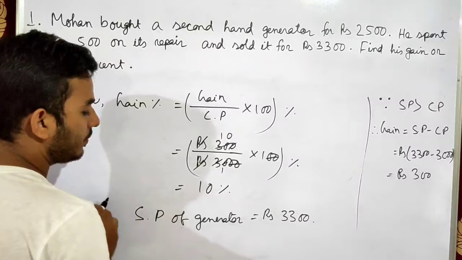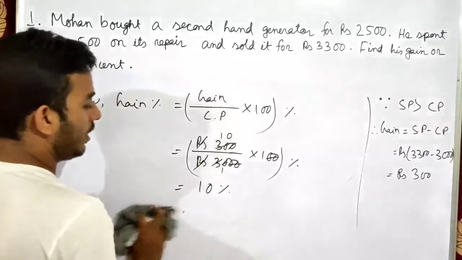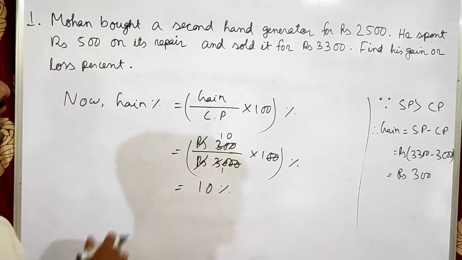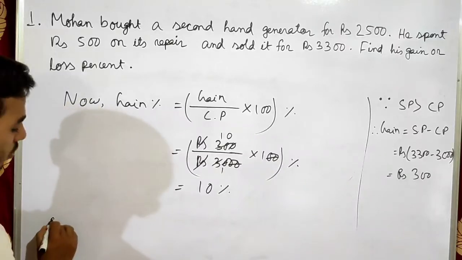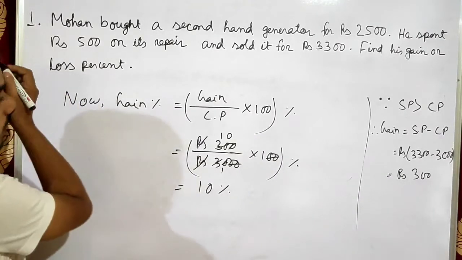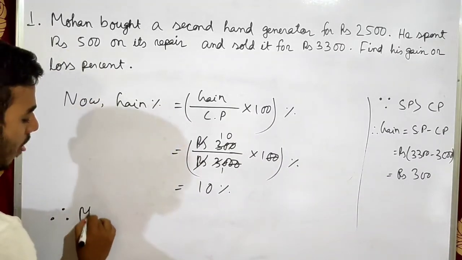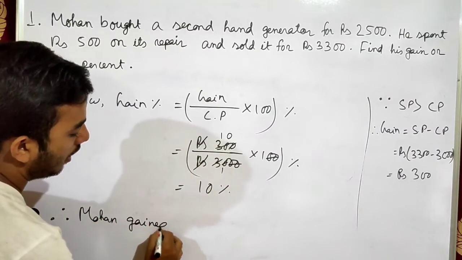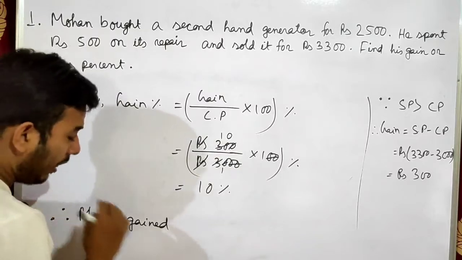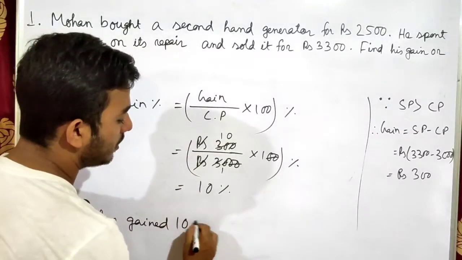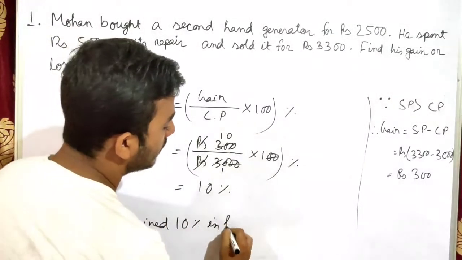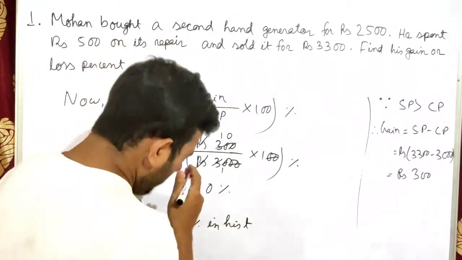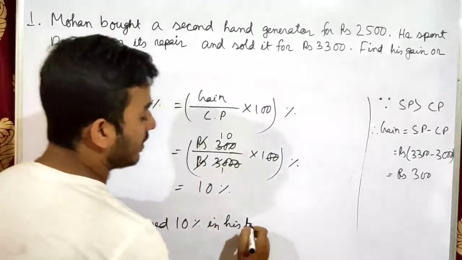So we'll write here the required gain percent. Therefore, Mohan gained 10% in his transaction.